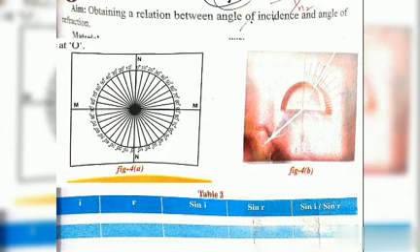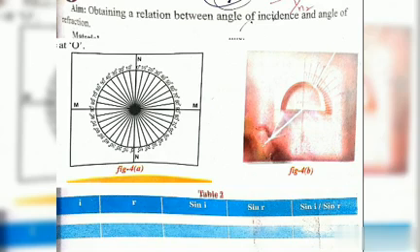And on the left side also we should mark the angle 0 to 90 degrees. Okay, now place a semicircular glass disc so that its diameter coincides with the interface line MM and its center coincides with the point O.